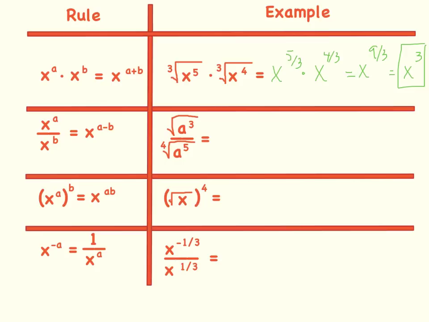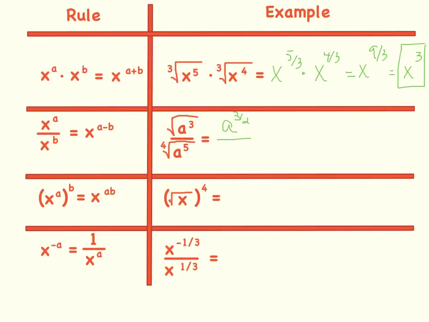Now let's look at the next example. I have the square root of a to the third power divided by the fourth root of a to the fifth power. Now again, the first thing I'm going to do is to take this expression and change it from radical form to rational form. So in my numerator, the square root of a to the third power would become a to the 3/2 power.